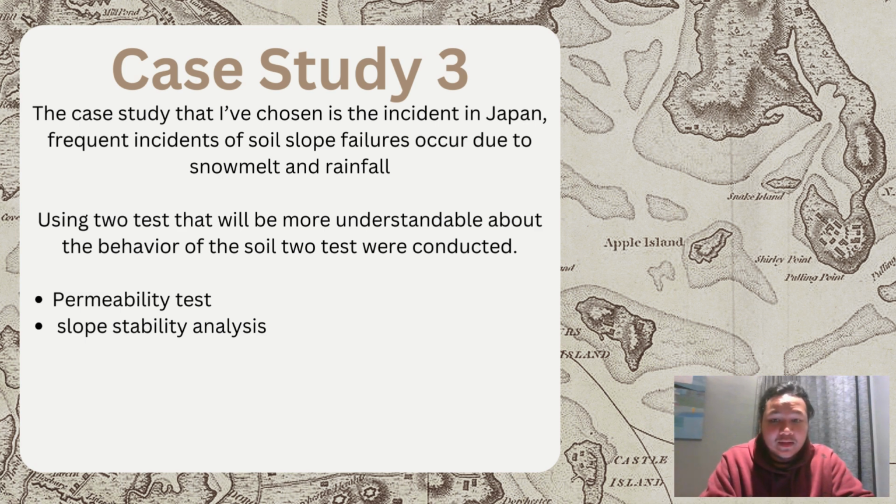My name is Fahmi Daniel, and the case study that I've chosen is an incident that occurred in Japan, which is case study number 3. Frequent incidents of soil slope failures in Japan occurred due to snowmelt and heavy rainfall. There is one incident that occurred on the expressway in Hokkaido 9 years ago, and we need to understand two tests involved to understand the slope behavior, which are the permeability test and slope stability.